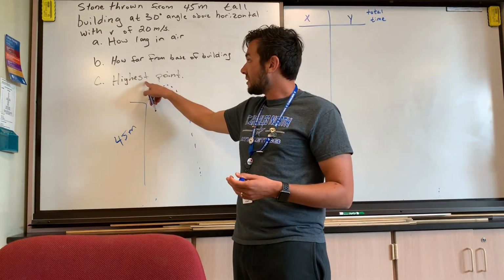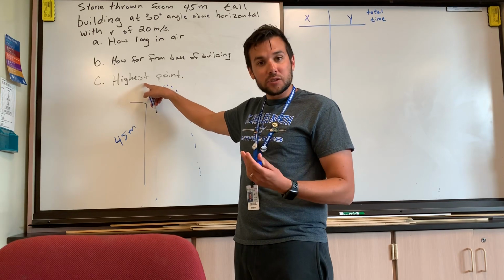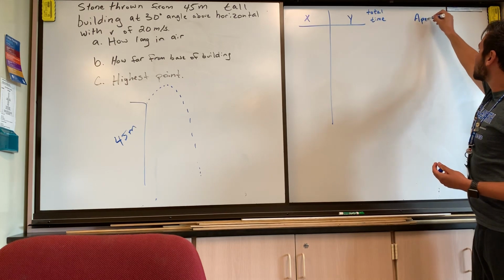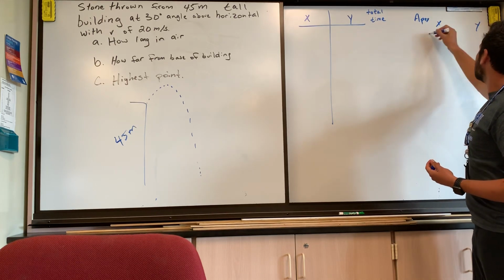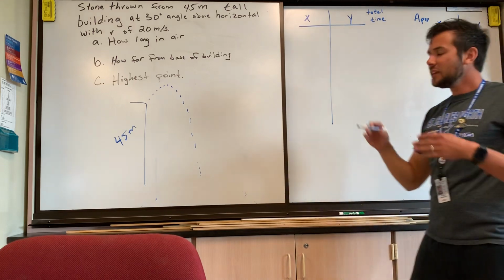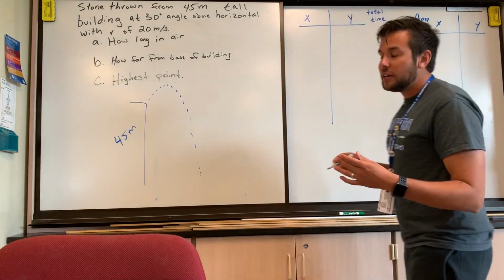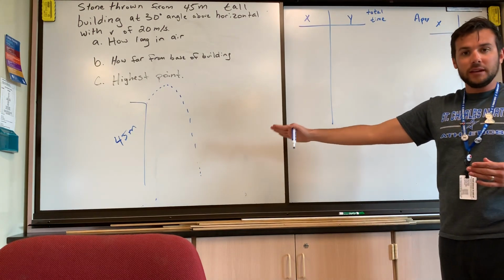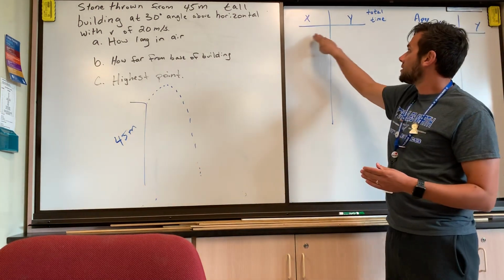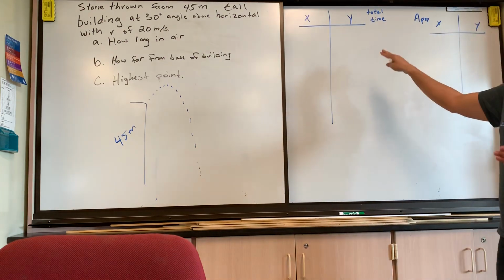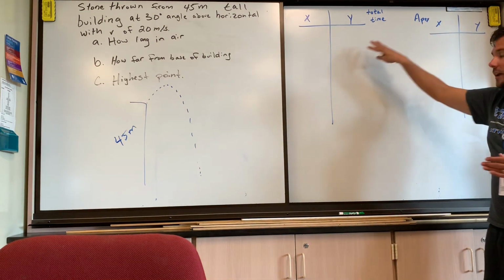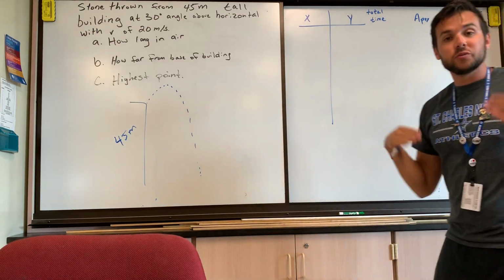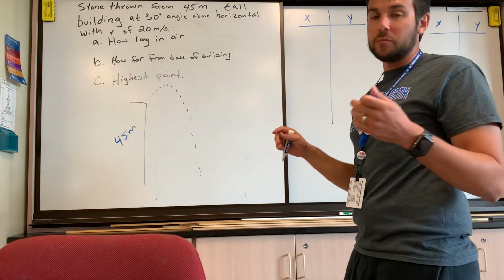The last one is about the highest point, and that one is a little bit different. So we've got an apex XY chart that we can also make. The reason I split that up is because this is not a symmetrical flight path. As a result, you've got some different values that get plugged into your XY components for the total time and at the apex, and that changes what equations you can use to solve for different variables.